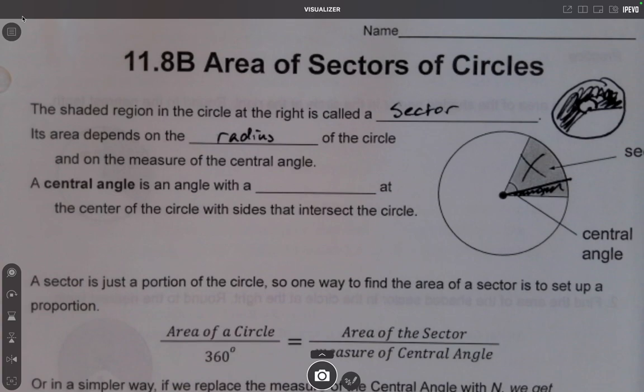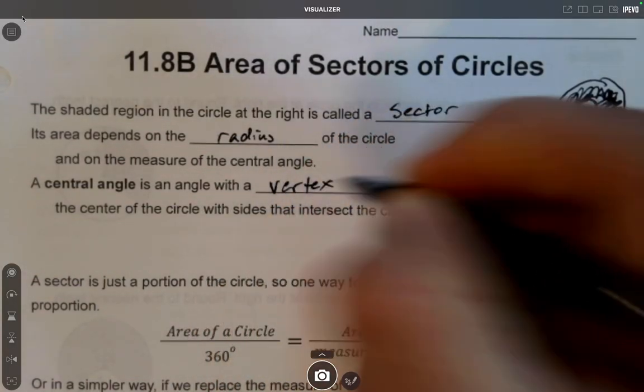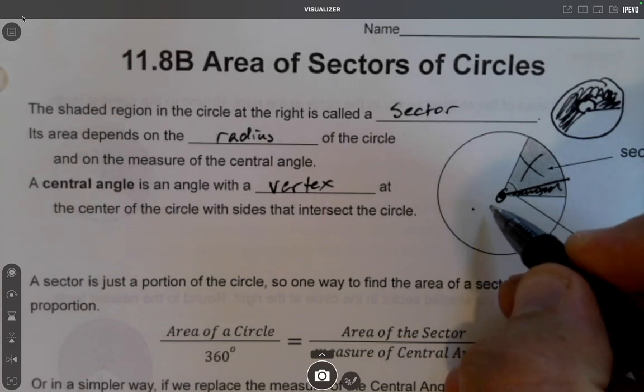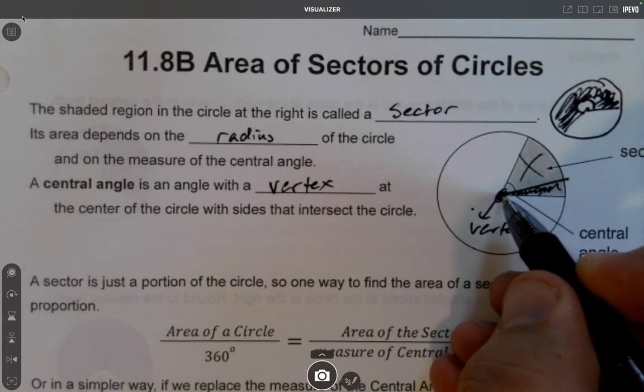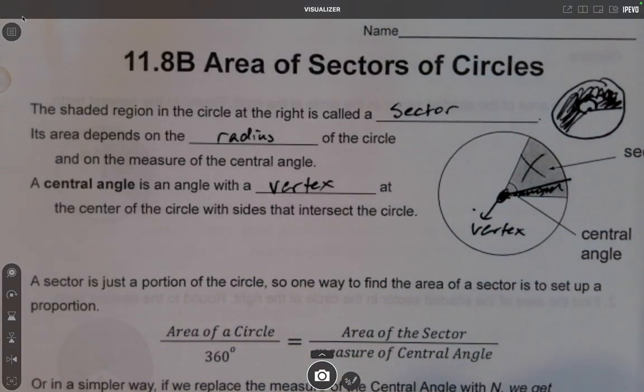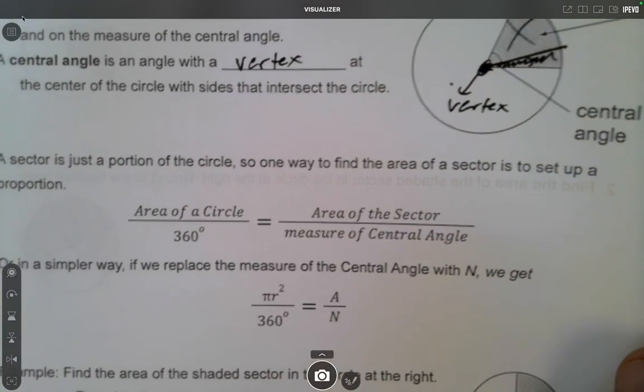So the central angle is an angle with a vertex. That's where the two lines that form the angle meet. So that's the vertex right there. Just that single point. The point where the two lines meet is called the vertex. Now a sector is just a portion of the circle.